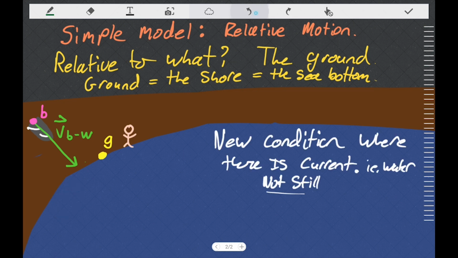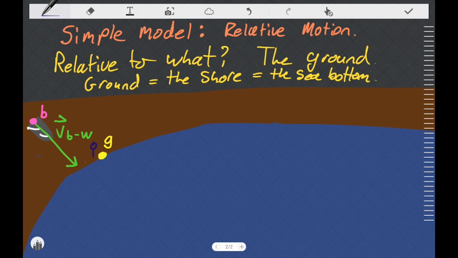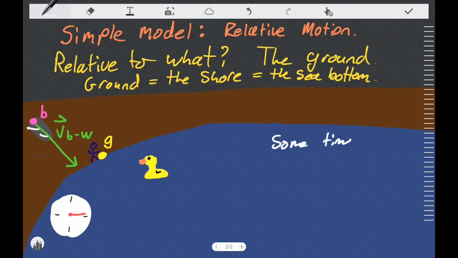Okay, now we're going to deal with another situation where we do have current. So this is a condition where the water is going to be moving. I want to imagine that we have some observer, and that observer is going to stand next to point G. And that observer is going to throw a rubber ducky into the water, and at the same moment that they throw the rubber ducky in the water, they're going to start their stopwatch. They're going to watch the movement of the rubber ducky, and after a certain amount of time, they're going to stop their stopwatch, and they're going to keep track of where the rubber ducky ended up.